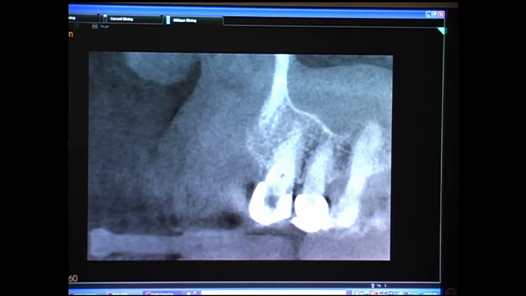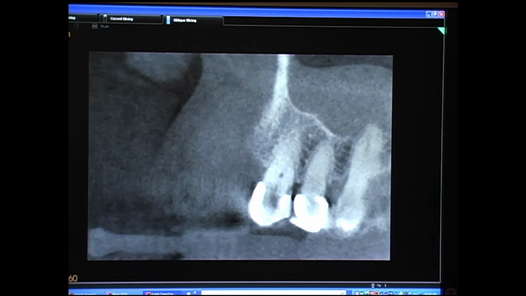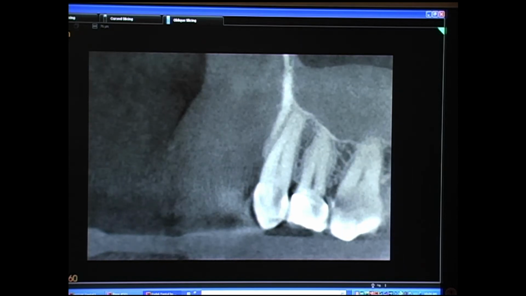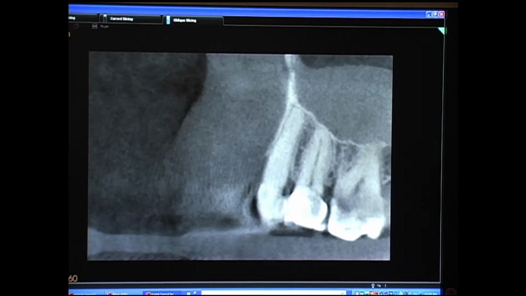Cone beam introduction into dental schools is just now coming on. This has all been in the past couple of years as it started coming into dental schools. So actual familiarization with the cone beam image and how they're acquired and how to evaluate them will be something that we'll start introducing to the students.